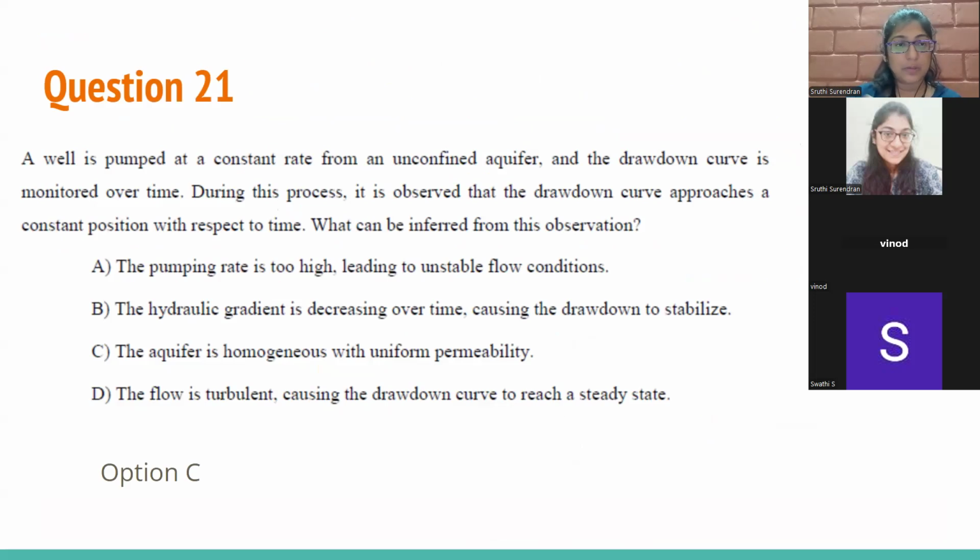Again, option D, flow is turbulent. Here they say pumping is at a constant rate, and drawdown is approaching a constant value with respect to time, which is indicative of steady state flow. Steady state flow is not possible for turbulent flow, so the flow cannot be turbulent. So option D is also not possible.